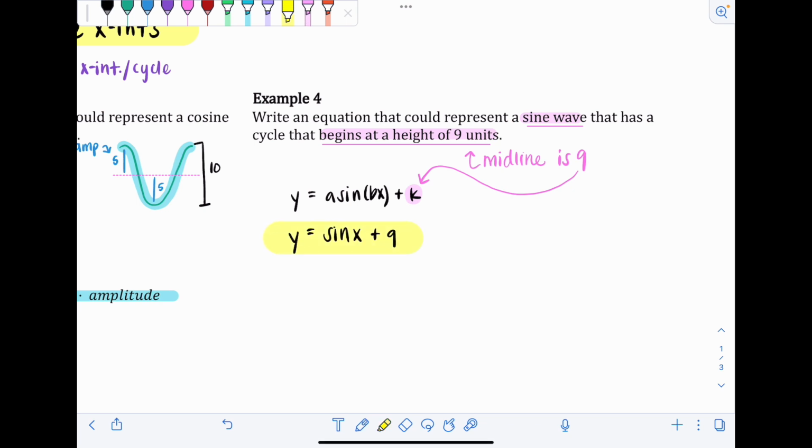Okay, so I know I've said it a few times, but for a problem like this, you'll be given a list of a bunch of different functions or equations in Canvas. And for this one, for example, you'd have to identify all of the ones that have a midline or a k value of 9, or a 9 that's added to the end of the function.